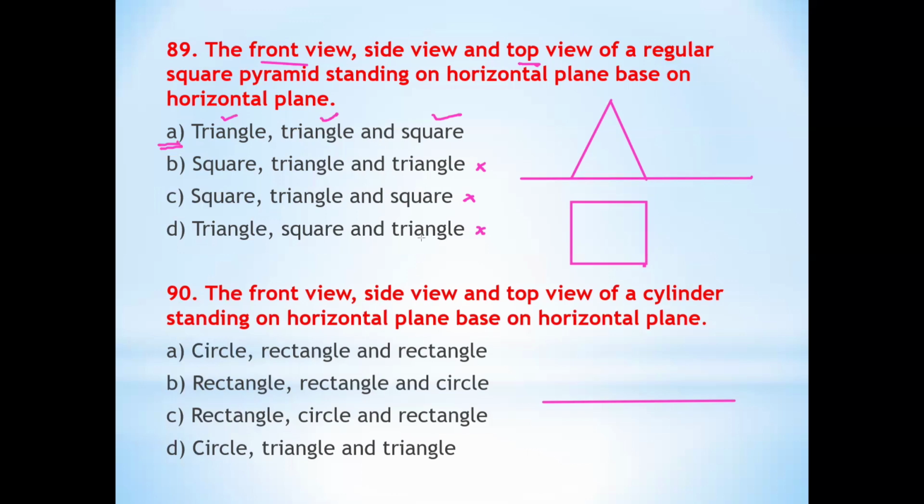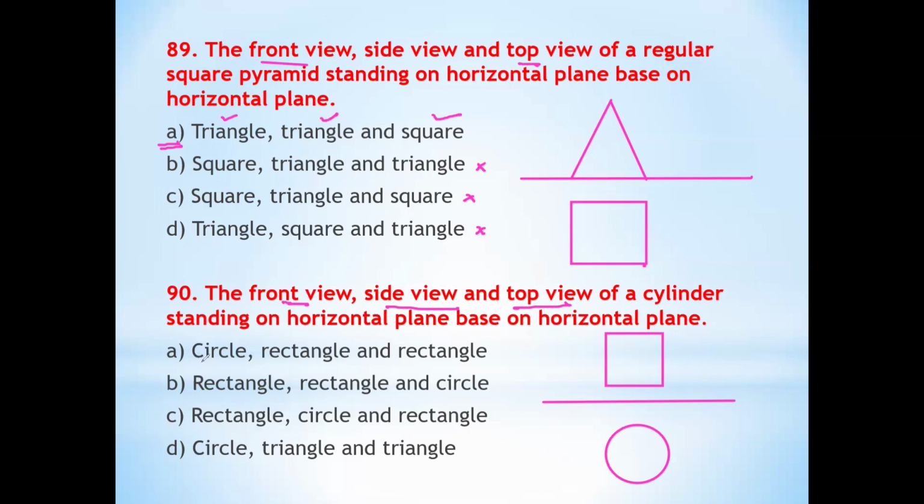That means its top view will be a circle, and its front view will be a rectangle. Okay, so the front we are getting is a rectangle and the top is a circle. So we'll check out the options now. What they have asked is the front view, side view, and the top. Okay, front view, we'll check the option first.